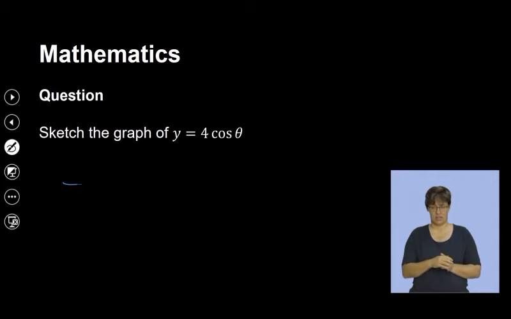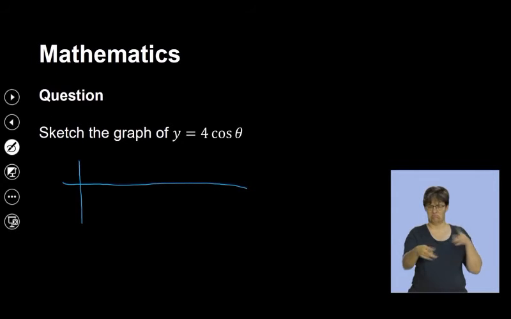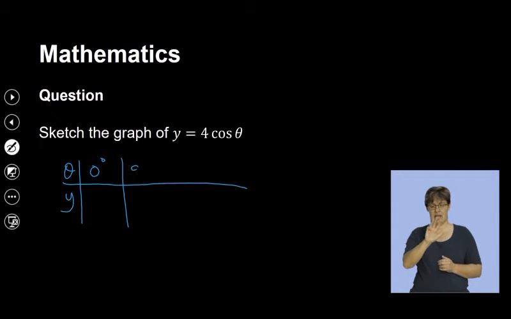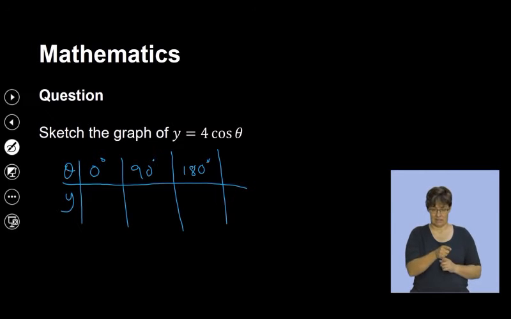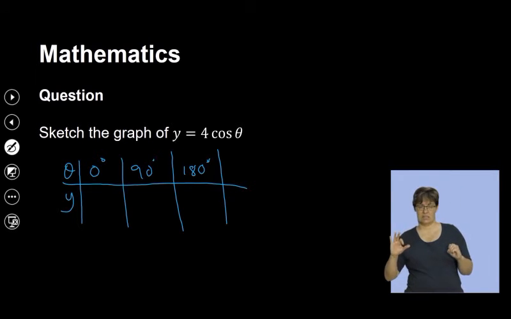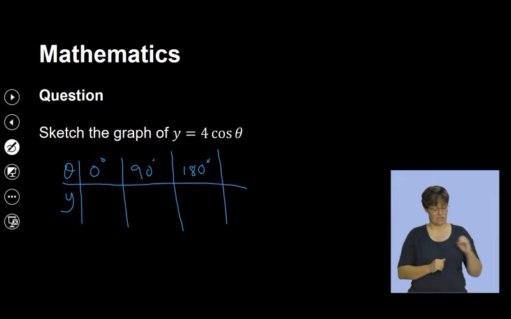4 cos of theta, you're also just going to be using the same thing as what I did with that one, right? So theta and y, theta represents our x in this instance. Then you can use 0 degrees, 90 degrees, 180 degrees, until you get to 360, because remember, we're only looking at the domain between 0 and 360. When this is 0, we know that the answer here is going to be 4.